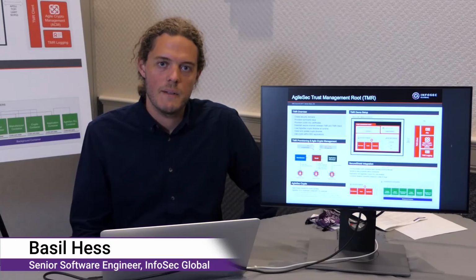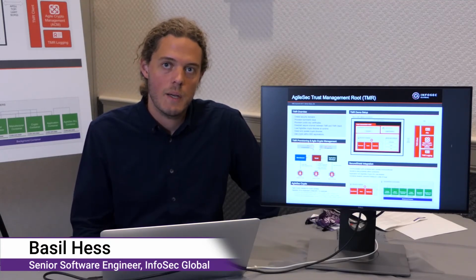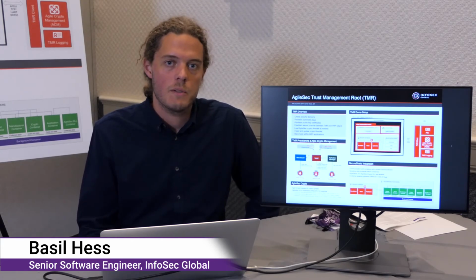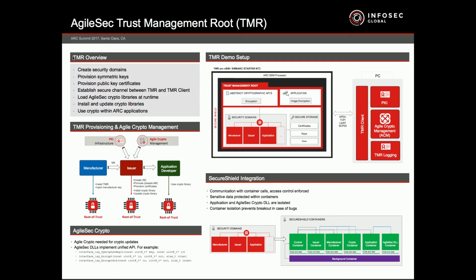Hi, I'm here today at ARC Summit 2017, and I'm going to walk you through a demo of Trust Management Root. This is a demo of AgileSec Trust Management Root. To give you a quick overview, the purpose of TMR is to have a root of trust on ARC chips that utilizes SecureShield as a trusted execution environment.